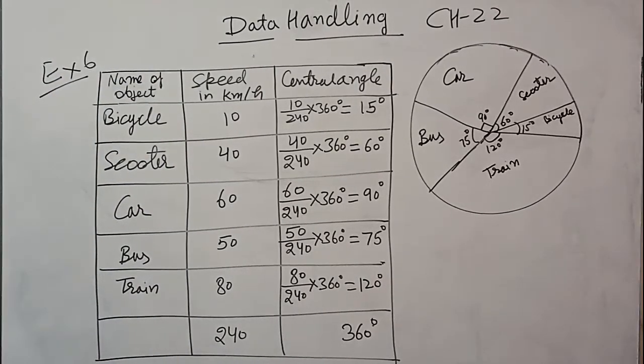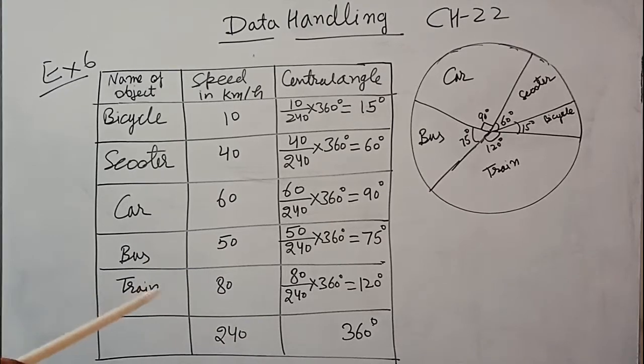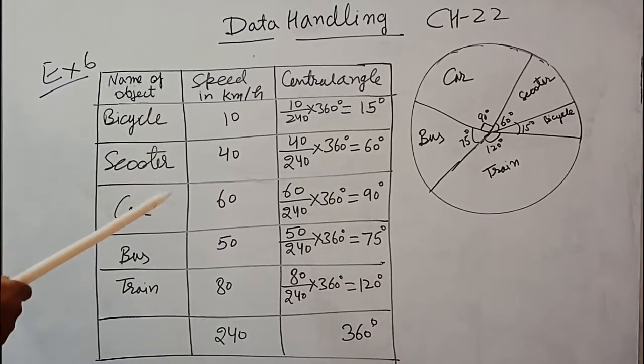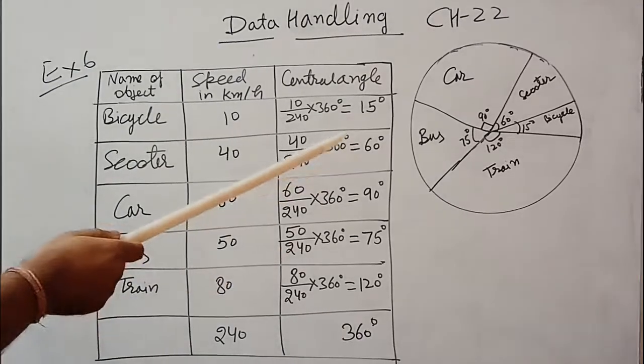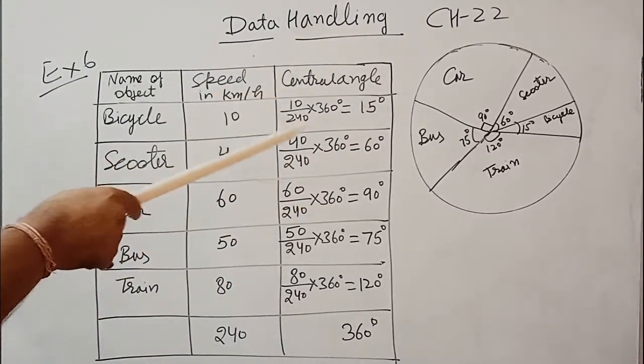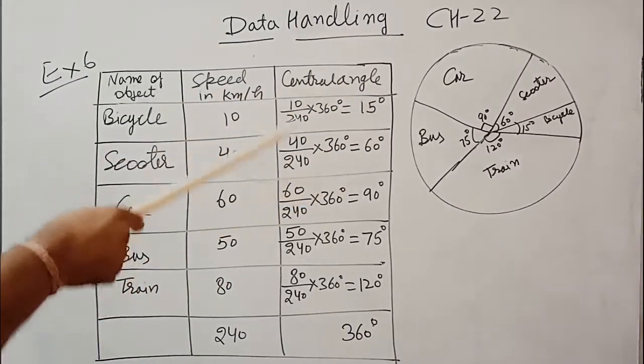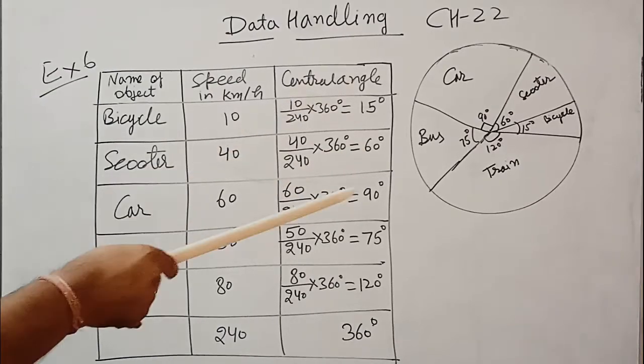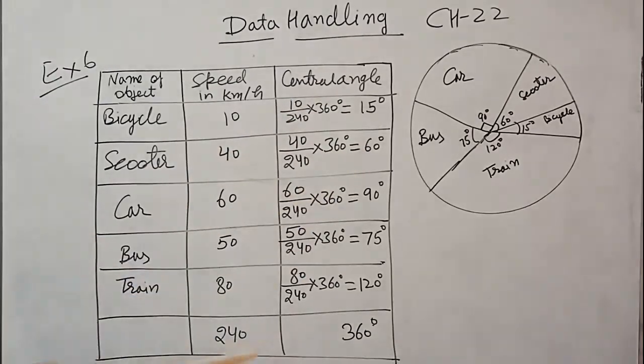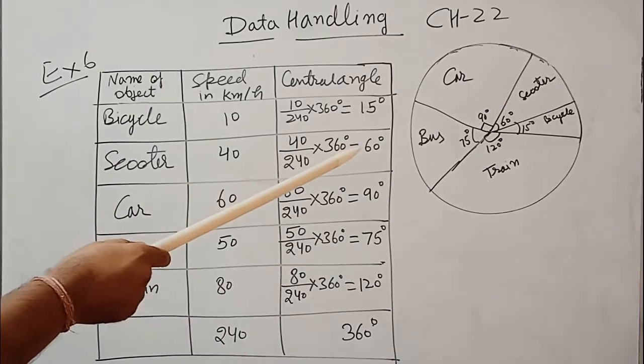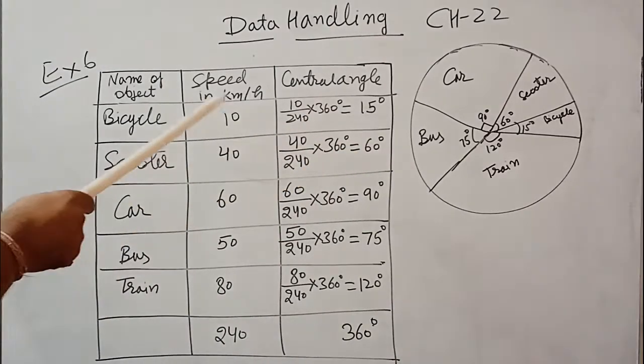So how will you make it? First we will add these speeds: bicycle 10, scooter 40, car 60, bus 50, train 80. The total we get is 240. Now we will compare this 240 with 10, 40, 60, 50, 80, and we all know that the total angle at a point is 360. So we will compare it with 360 and find out the central angle.